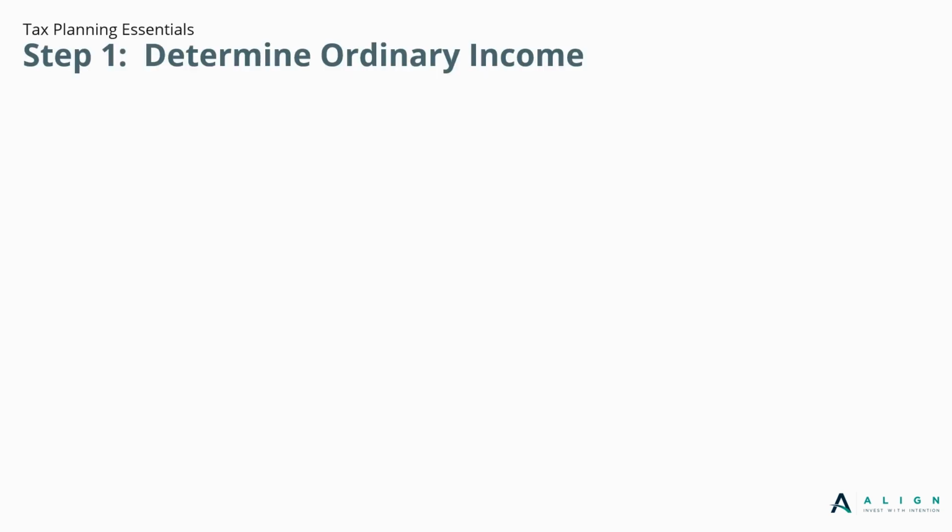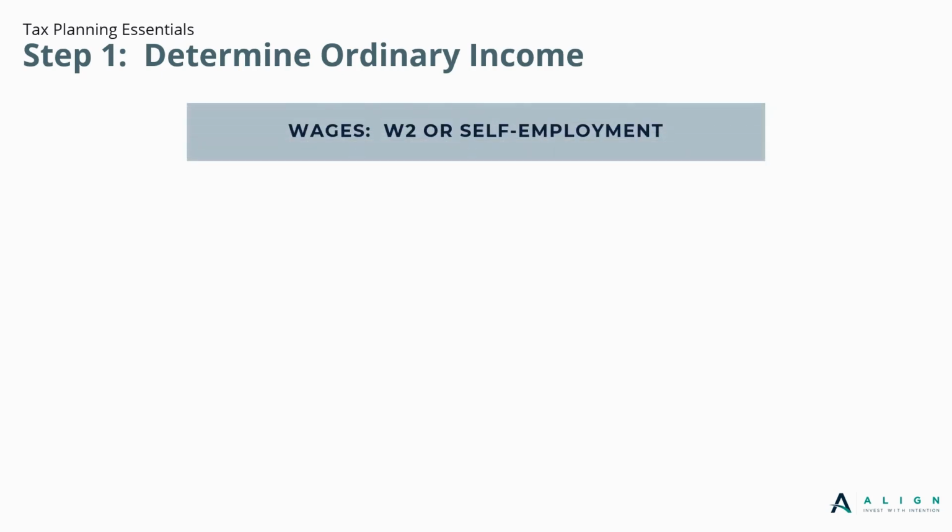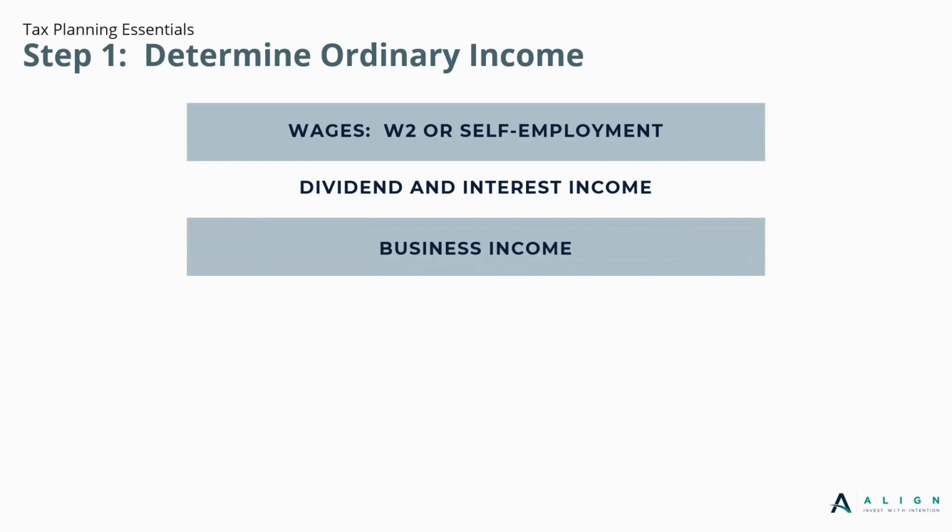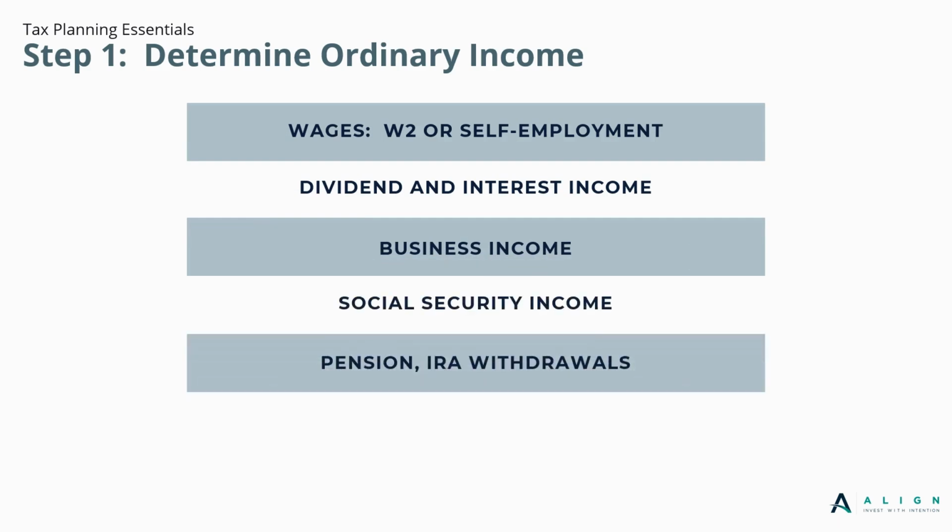Let's begin learning how to manage your tax situation. First, calculate your ordinary income. Ordinary income includes various streams of income from employment, wages, to rental and unemployment income.